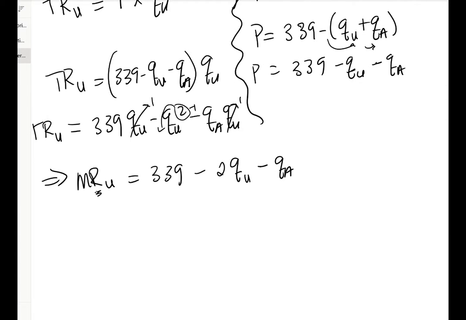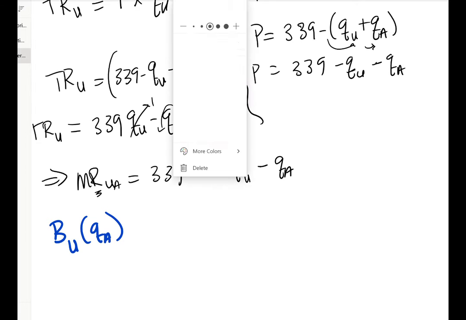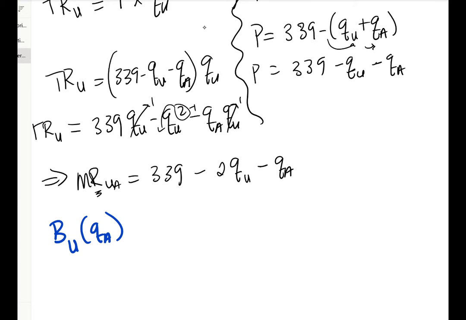That's our marginal revenue for United Airlines. And so to do that calculation for the best response function for United as a function of American's quantity, remember that this is just the best response function for the follower as a function of the leader's quantity, because the follower should choose whatever quantity based on what the leader has done. They're trying to maximize their profit given what the leader has done.